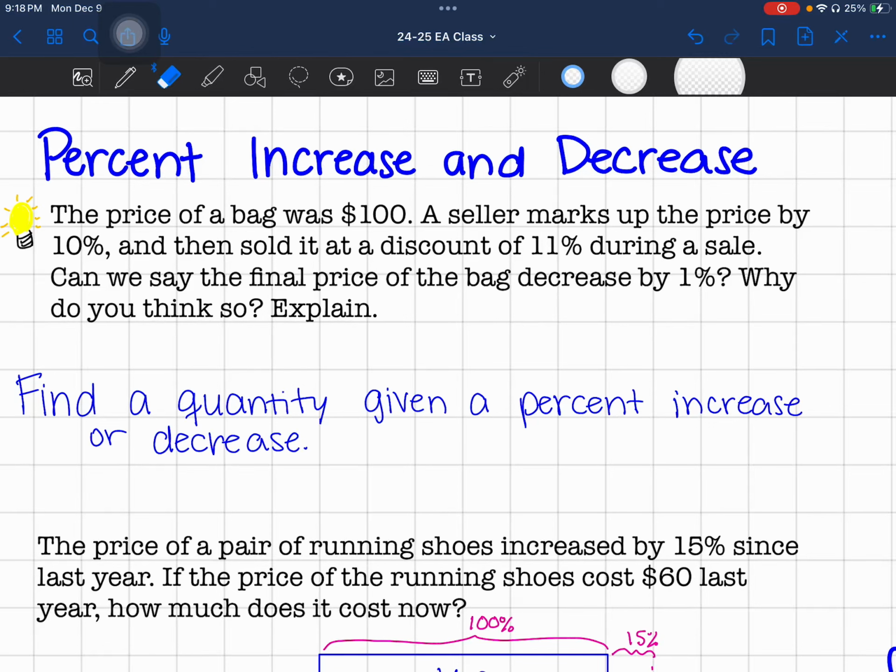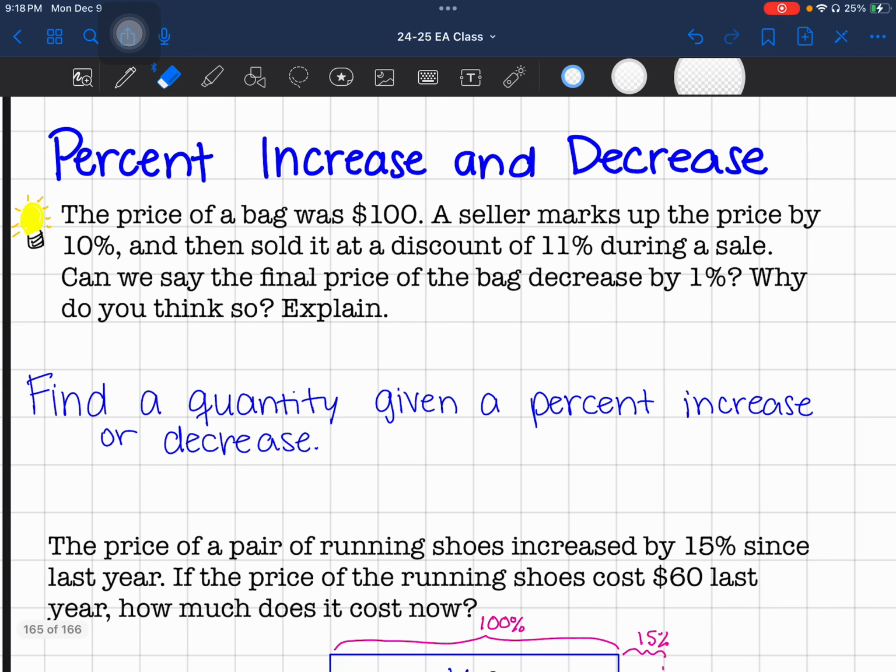Today we are learning percent increase and decrease. You will take notes in your notebook like we do in class. You can pause the video if you need longer to write the notes.